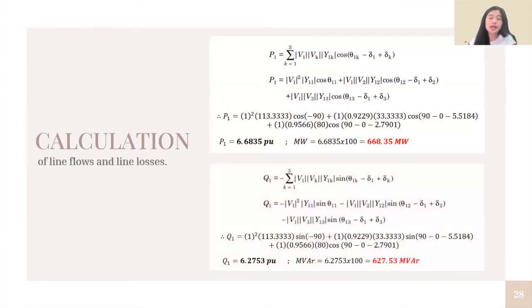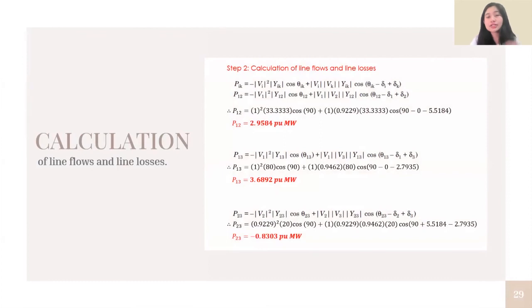Then, same process sa ating Q. We just have to follow the formula, substitute our values, and we will arrive at an answer of 6.2753 per unit. And if we just want to get the value in megavar, that would be 627.53 megavar, because we simply multiplied it by 100. So the next step is that we have to calculate for the line flows and line losses.